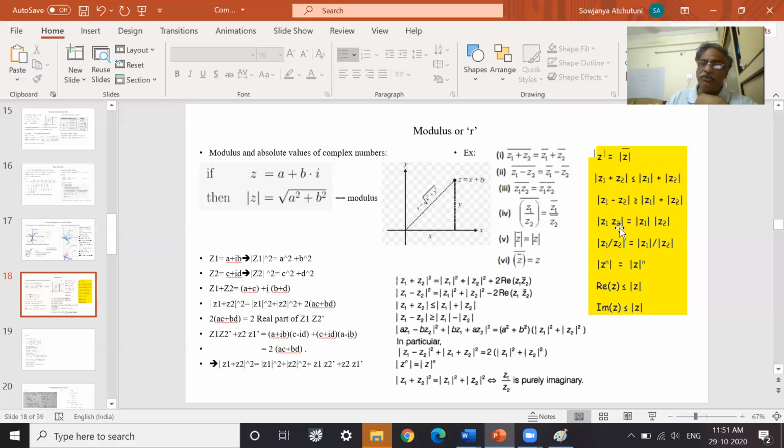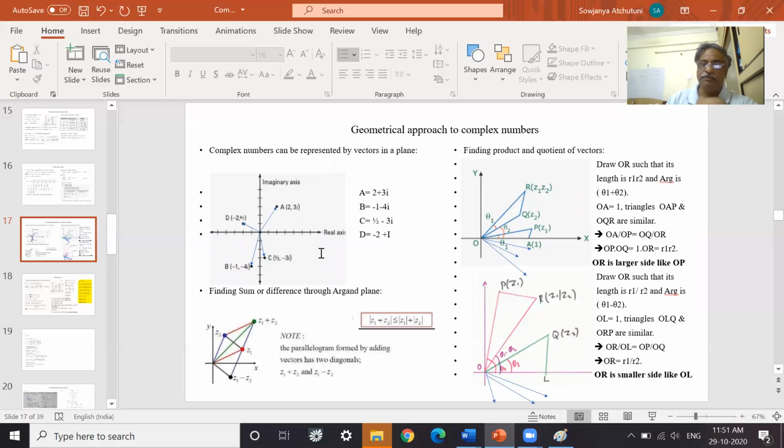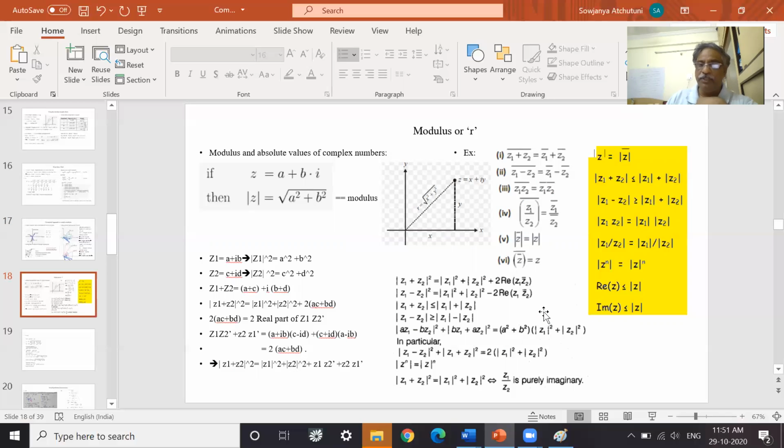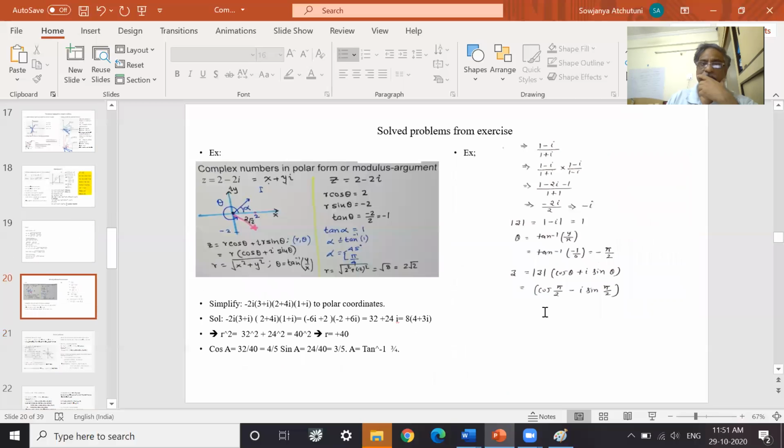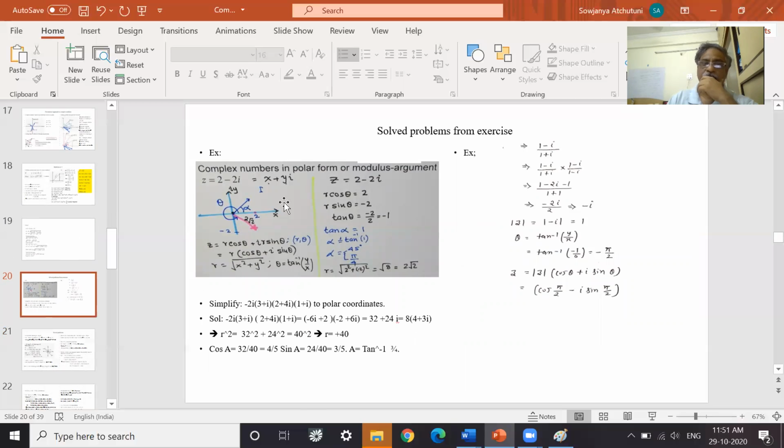Once we understand graphically what is Z1 into Z2, what is mod Z1 Z2, what is mod of Z1 into mod of Z2, we should be able to do this exercise. We should understand the basic concepts of A plus iB, C plus iD, so that we can do problems on this issue. So let us see some small problems.